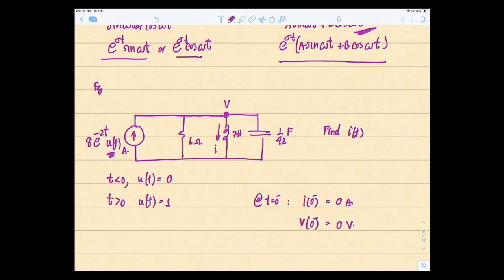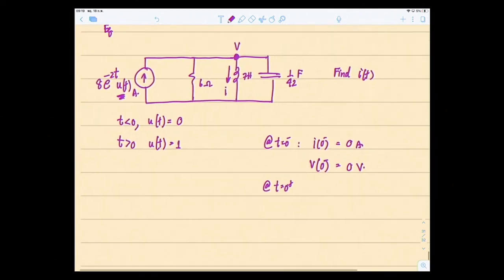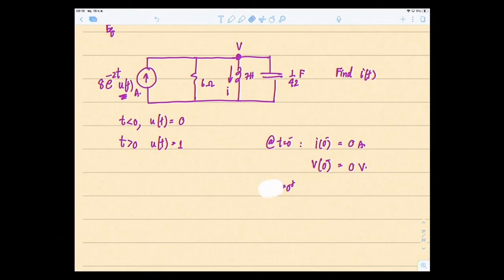This v right here, even though I'm writing it on top of the inductor, is in parallel, so they are connected in parallel, and therefore it's also the voltage drop across the capacitor. So therefore at t equal to 0 plus, let me move it this way. Sorry. At t equal to 0 plus, right?